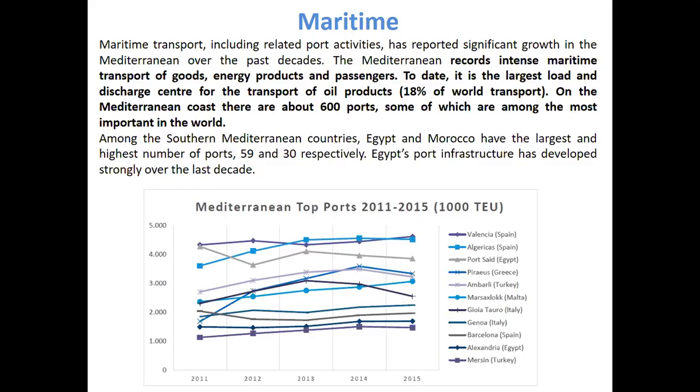Among the Southern Mediterranean countries, according to the figure, Egypt and Morocco have the highest number of ports. Egypt's port infrastructure has developed strongly over the last decades. Among the North Mediterranean countries, Spain comes first in port activities and maritime transportation.